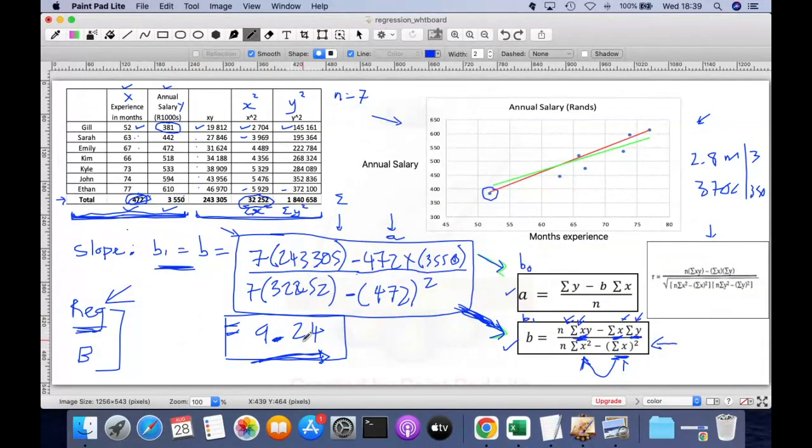Now that you've done the slope, the next step is to get the intercept, which is the A value. You could do the shortcut method. Let's see if you can figure that out. I've shown you the shortcut to work out B, the slope. I want you to give it a bash to get the A now, and write it on the chat.